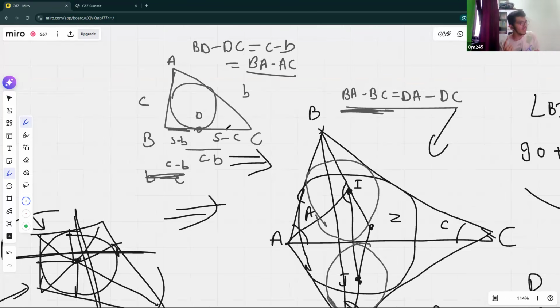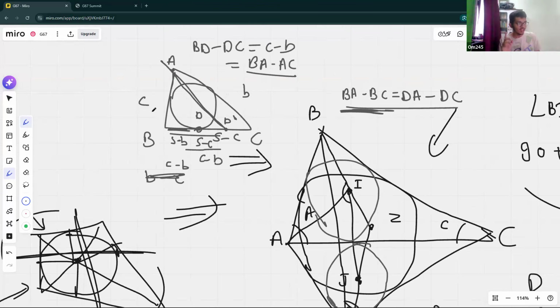Another thing to remember is if you reflect this to D dash, which is the excircle touch point, then AD bisects the perimeter of the triangle, because this becomes S minus C and this is S and S. So that's 2 points you should always know.